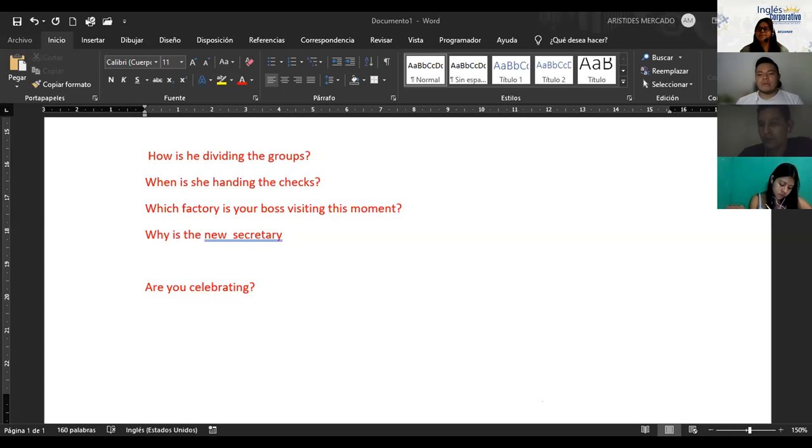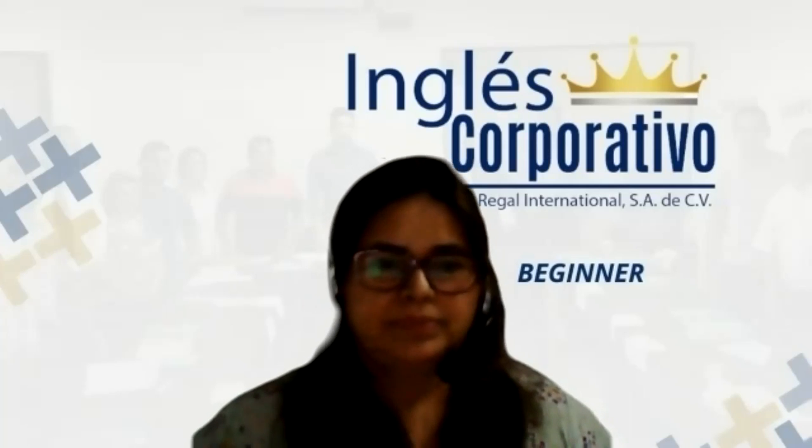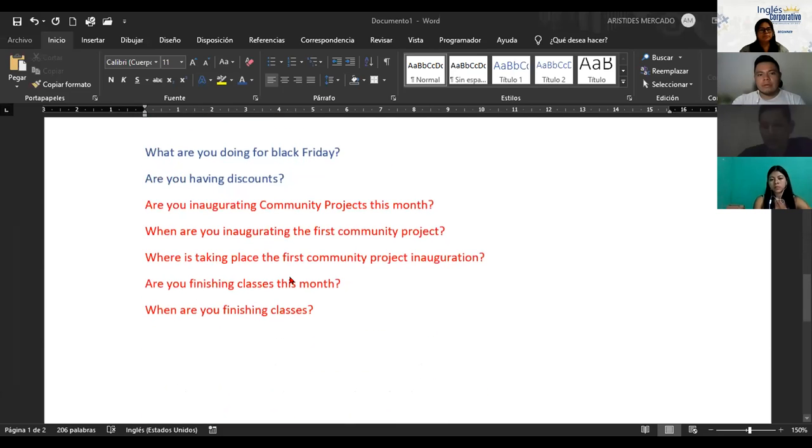A teacher, take a look. These two are from Isabel. These... No, I cannot see. And I'm sharing. Move the page, pero estamos viendo los mismos de la vez pasada. Really? Go up. No, this? No. I'm going to read what I see. How is he dividing the groups? Voy a volver a compartir la pantalla. Okay. Ahora. I see, I see.